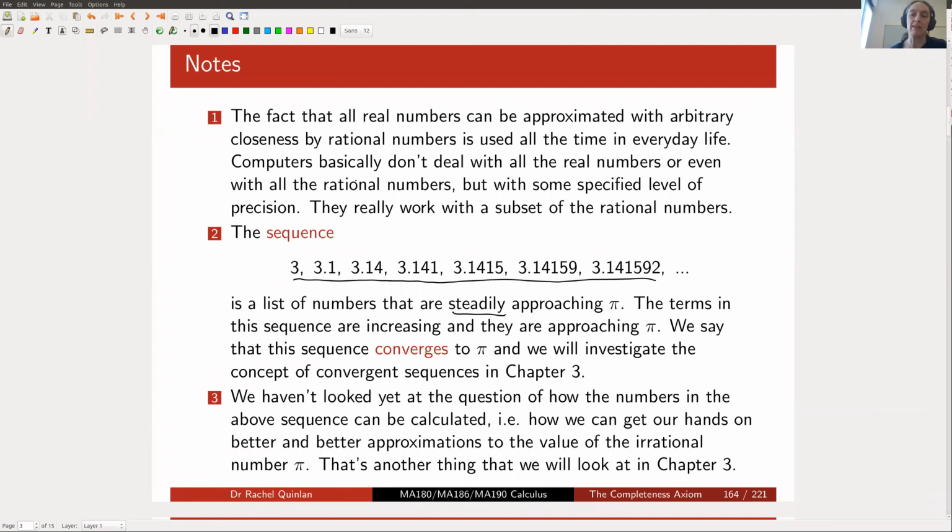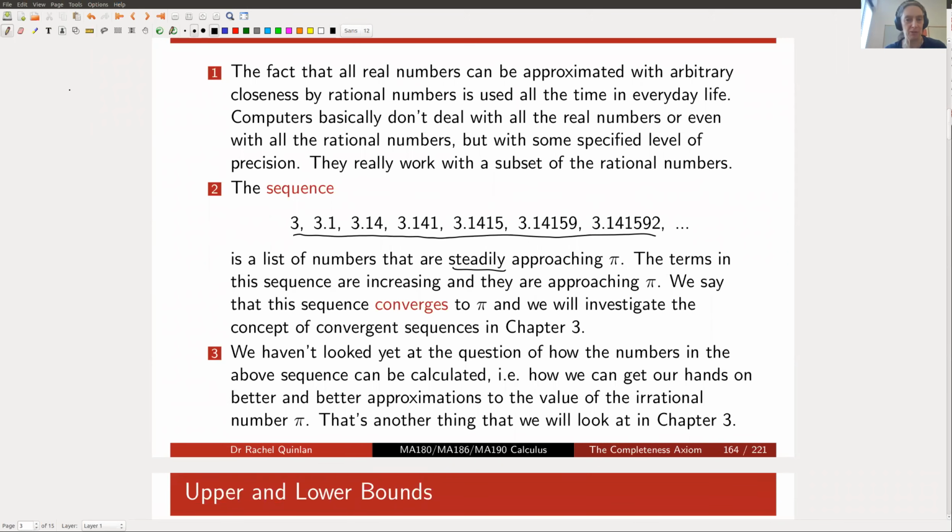So we haven't seen the word completeness yet, but we're coming to it. Okay, and the third remark, just in case you're wondering about this, which would be very reasonable: we haven't looked at all yet at the question of how we know these decimal approximations to pi. How can we get our hands on better approximations to the value of the irrational number pi? I'm claiming that they exist because you can truncate this decimal representation wherever you want, but how do you actually calculate the digits of this decimal representation? We haven't talked about that, and it's a completely different question. It's also a very interesting one, but it's something that we look at in chapter 3 a bit.